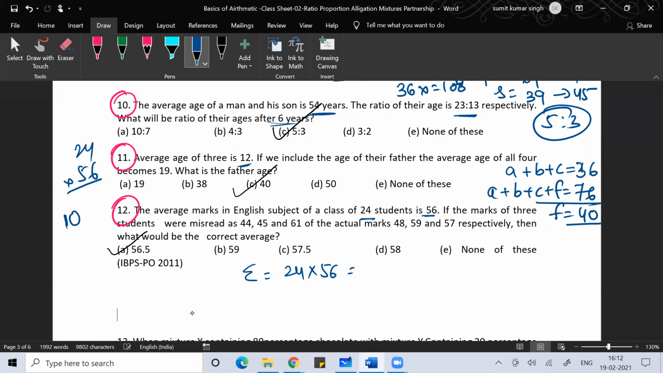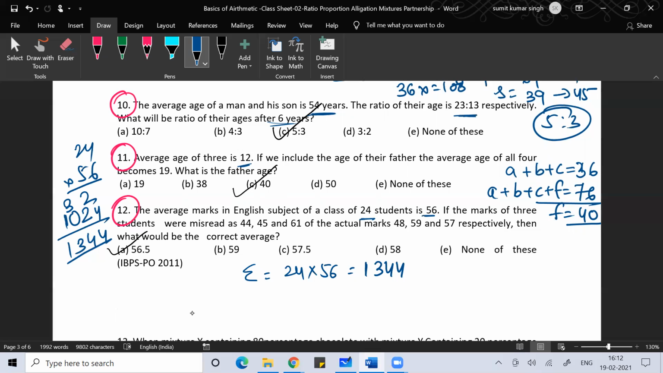I taught you how to multiply two numbers. 12 into 20 means 32. Then this is 24. So this is 1344. Average marks in English subject of 24 students is 56. So the total marks of English subject is 1344.